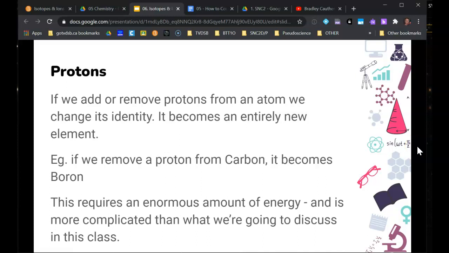It changes its identity. And in order to actually do that, it requires quite a bit of energy, and the process is not simple. We are certainly not going to be covering that in this course. If you really want to learn more about that kind of stuff, you can take some senior physics courses. So for now, what we're going to basically say is protons, we can't change them. We can't change the number of protons in an atom. If we change the number of protons in an atom, we change what the element is, and we don't really want to go down that road. So for now, we can't change the number of protons.